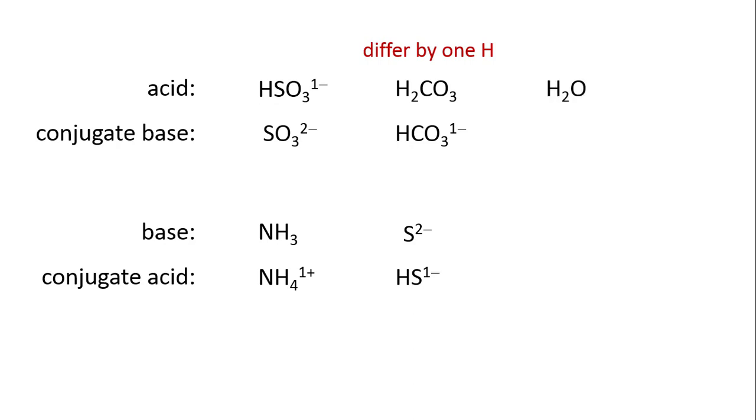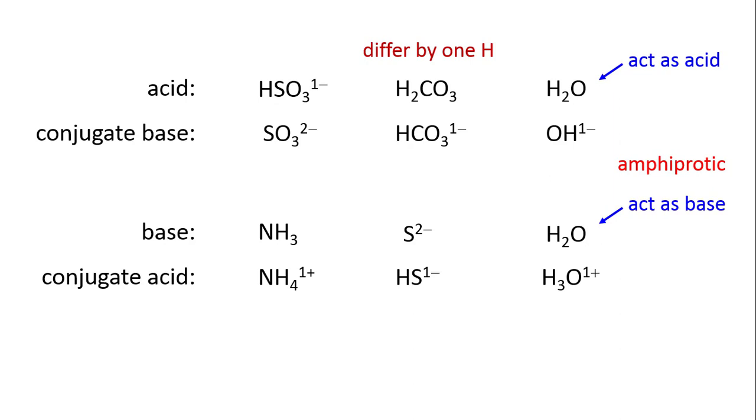Water can act as an acid. After giving away a hydrogen ion, its conjugate base is the hydroxide ion. Water can also accept a proton acting as a base, so the conjugate acid of water is the hydronium ion. Water is a chemical species that can act both as an acid and a base. Materials like these that can go both ways are called amphiprotic.